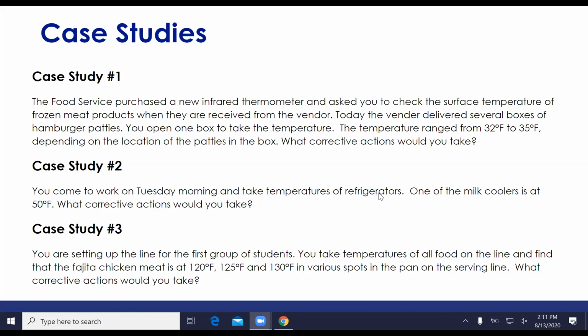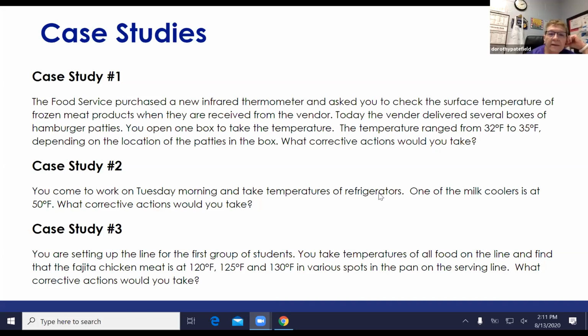Okay, our next case study. You're setting up the line for the first group of students. You take the temperature of all the food on the line and find that the fajita chicken meat is at 120 degrees Fahrenheit, 125 degrees Fahrenheit, and 130 degrees Fahrenheit in the various spots in the pan on the serving line. What corrective actions would you take? Any ideas?